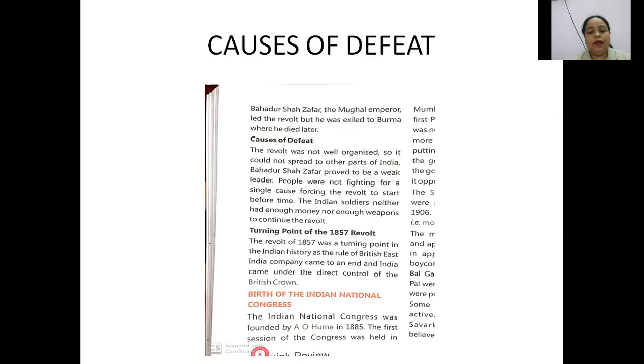Okay, the turning point: the revolt of 1857. The revolt of 1857 was a turning point in Indian history, as the rule of the British East India Company came to an end and India came under the direct control of the British Crown. Children, please understand this paragraph. I'm explaining this again.